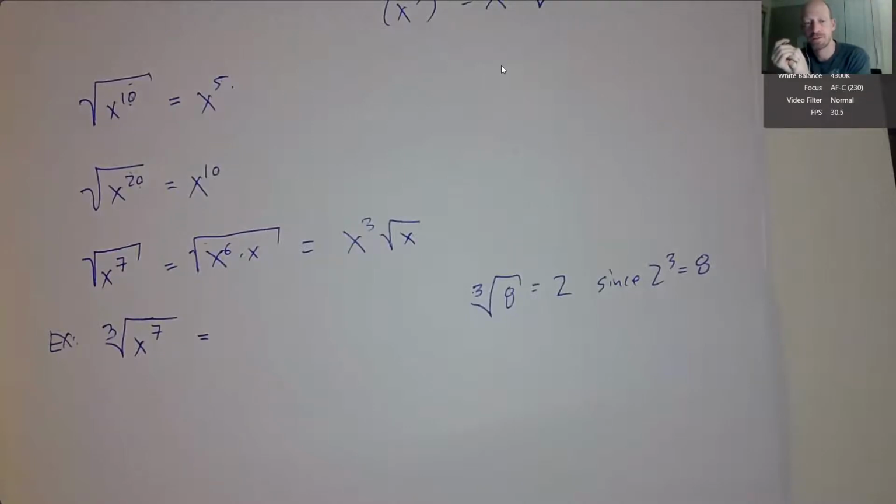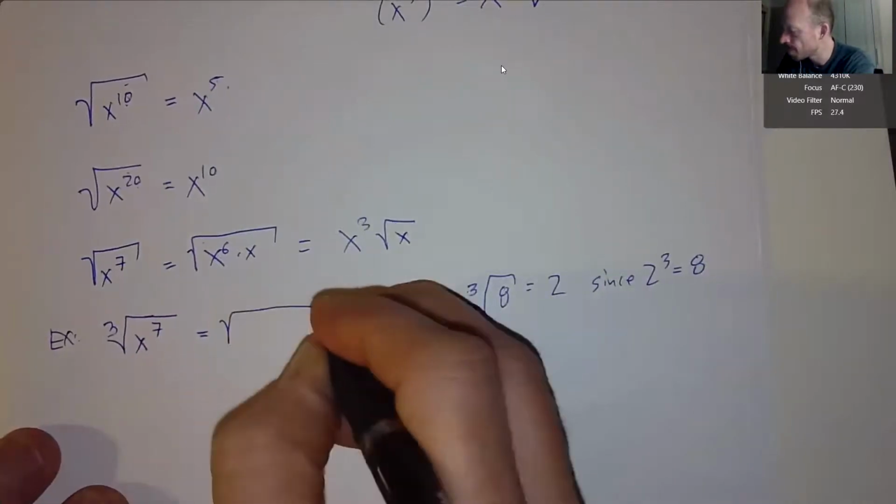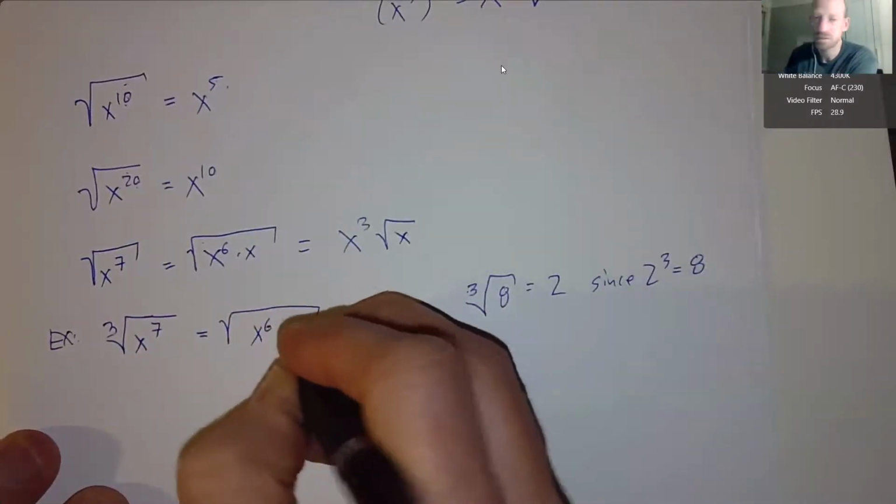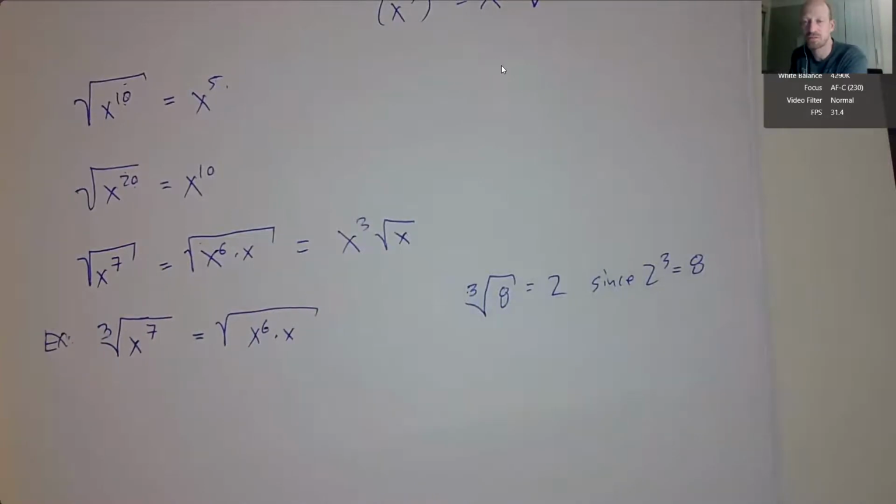Can we take that idea and apply it to this problem? A square root cut the exponent in half because I needed 2 equal pieces. A cube root is going to cut it into 3 equal pieces, so it needs to divide it by 3. Again, x to the 7th is not divisible by 3, but x to the 6th times x certainly is.